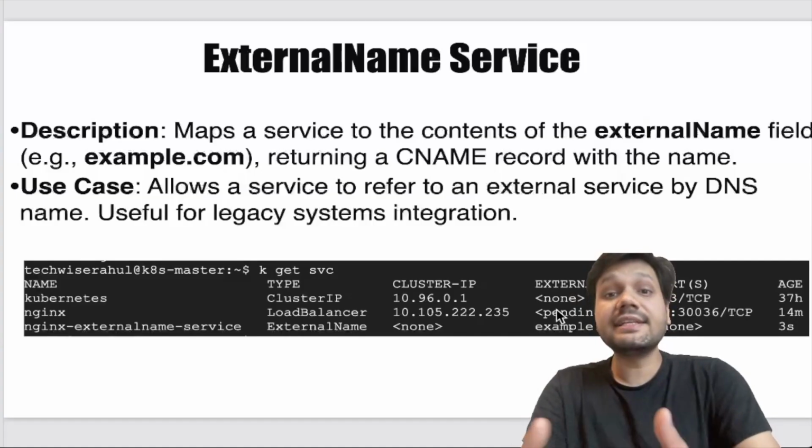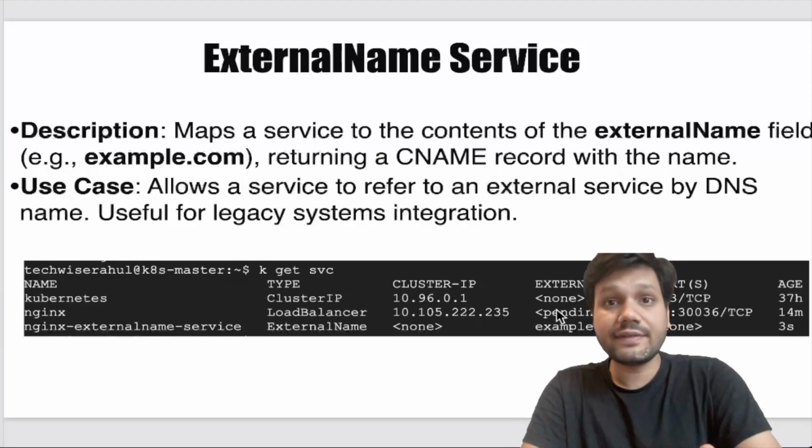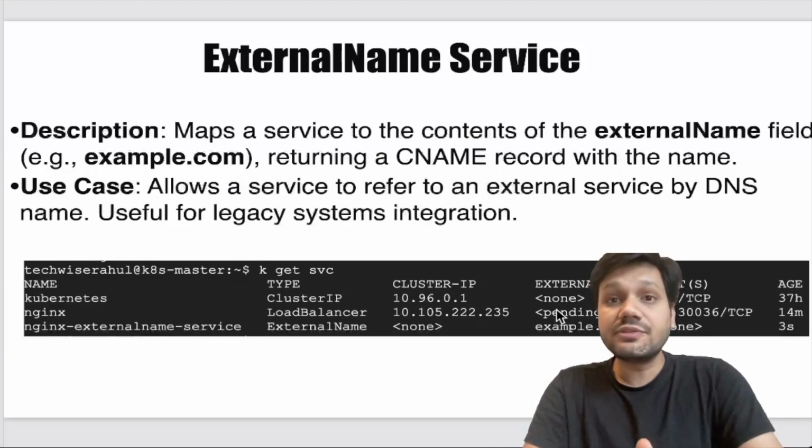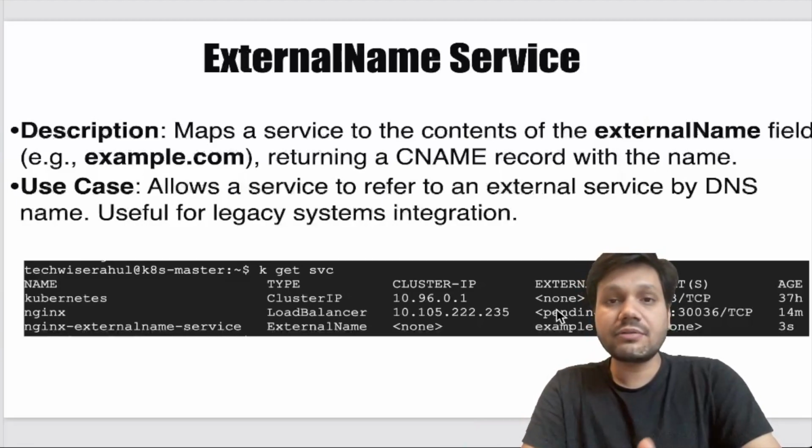Let's discuss ExternalName as a service. If you want to map the service to the externalName field, it would return a CNAME record. This means that if you are running any legacy applications and you have a DNS name for that particular application, and you want to route that traffic to a particular pod or application running inside the Kubernetes cluster, you can use the ExternalName service.